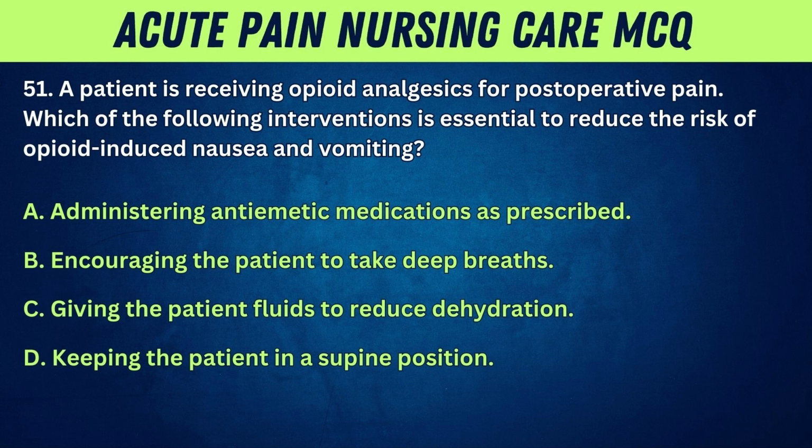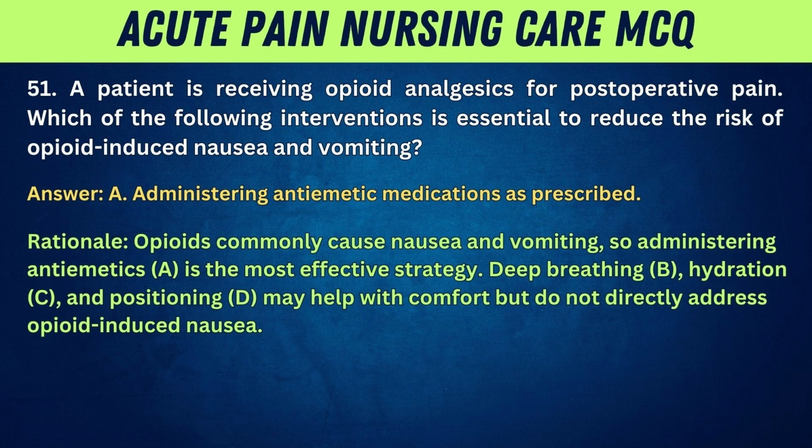51. A patient is receiving opioid analgesics for postoperative pain. Which of the following interventions is essential to reduce the risk of opioid-induced nausea and vomiting? A. Administering antiemetic medications as prescribed. B. Encouraging the patient to take deep breaths. C. Giving the patient fluids to reduce dehydration. D. Keeping the patient in a supine position.